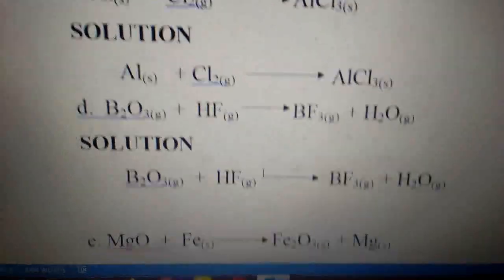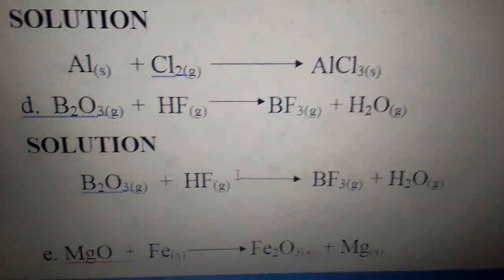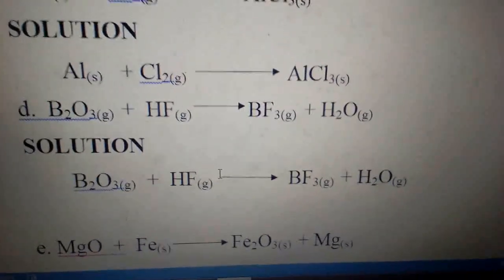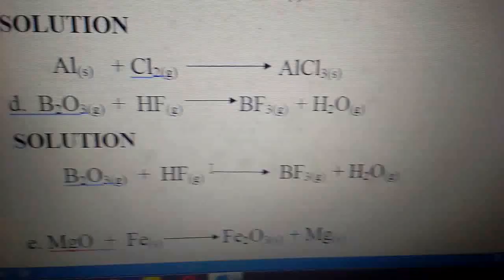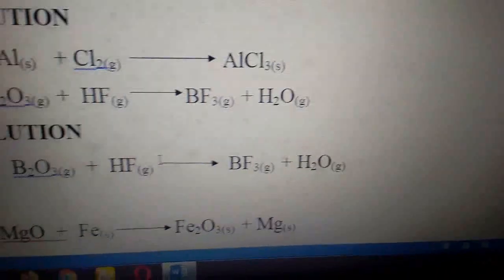So you look at the solution. Aluminium is already balanced, but chlorine is not balanced. 1 atom of aluminium on both sides. Then look at chlorine. We have 2 atoms on the left hand side and 3 atoms on the right hand side.